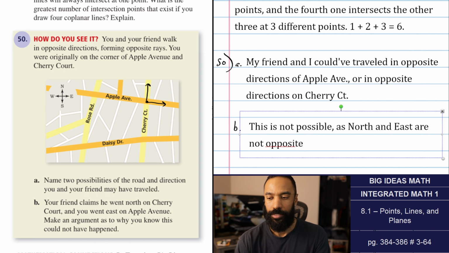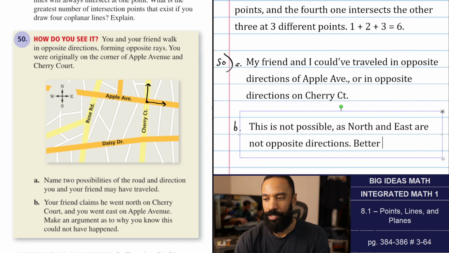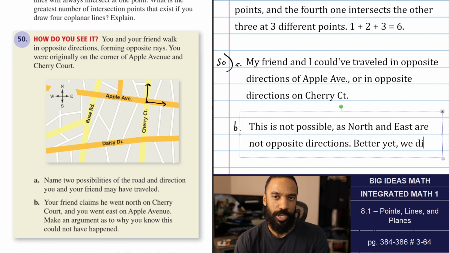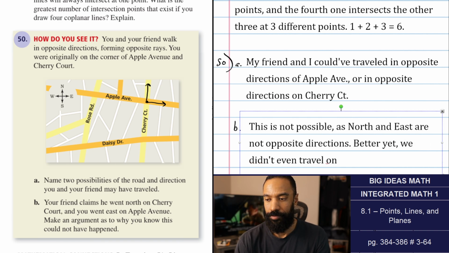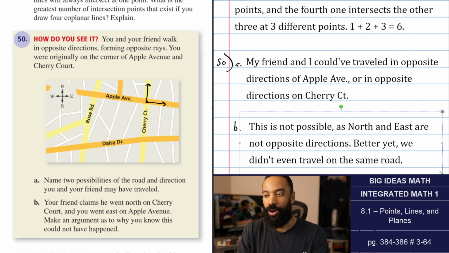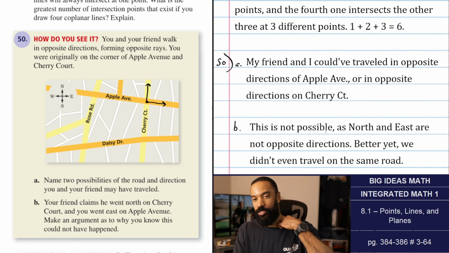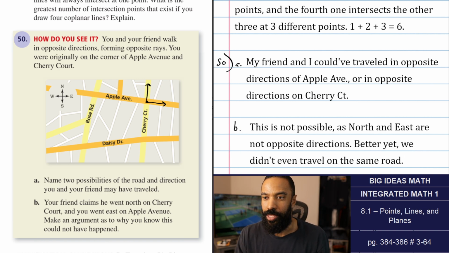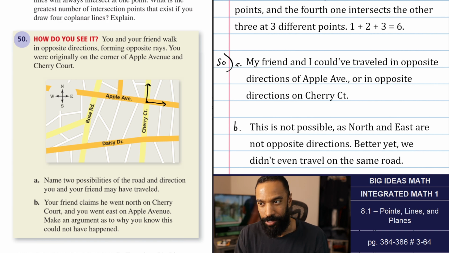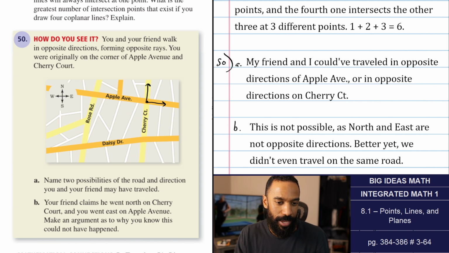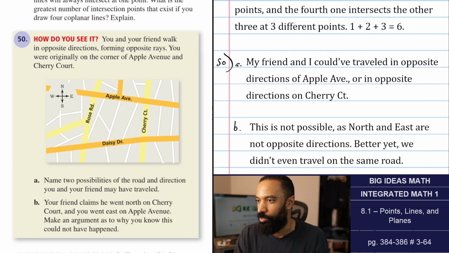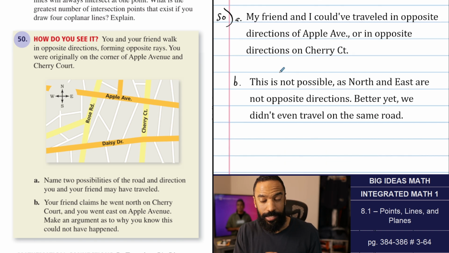Better yet, hold on, better yet, we didn't even travel on the same road. Now, I'm very aware of roads that change their street name as you cross the intersection. I was literally just paying attention to this yesterday. Maybe it's Cherry Court right here, or maybe Cherry Court right here, and then right here it's something else. You know what I mean? I'm surprised it's called Cherry Court, given that I don't see a cul-de-sac there. It doesn't look very dead-endish, at least not yet.